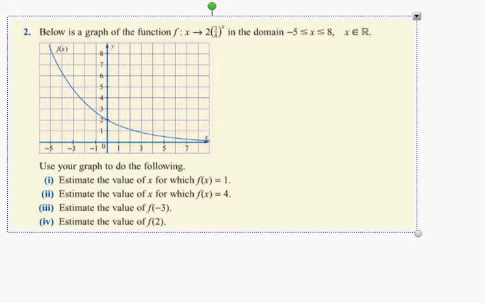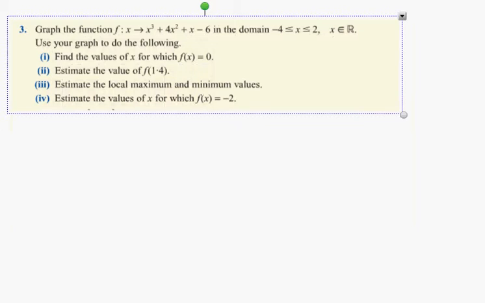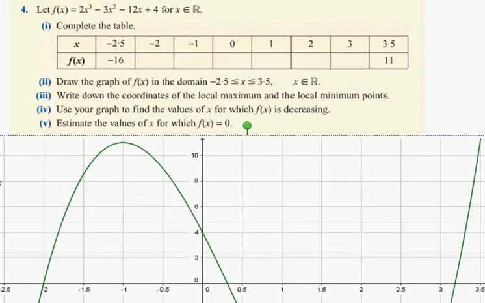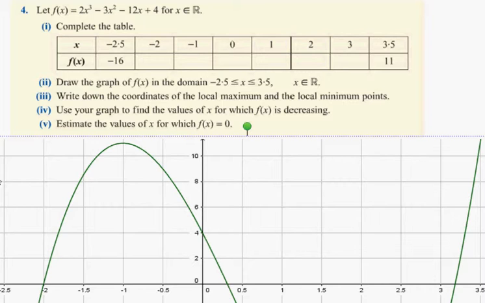Question 2? Grant. Okay, this one here. Graph this function. Did I? I'll do question 4 first, okay, because I don't have 3 drawn yet. Okay, everybody have question 4 in front of them? Can you give me the numbers?